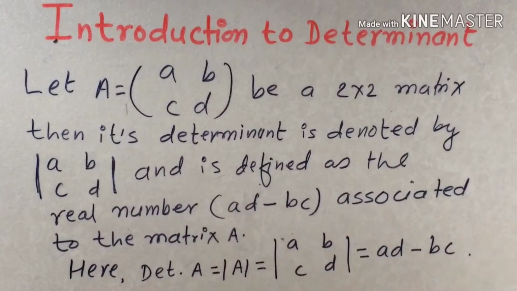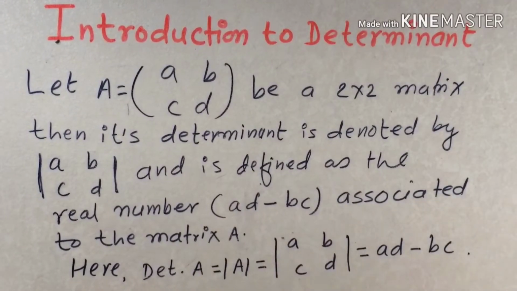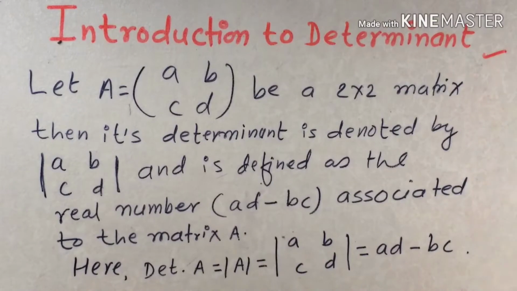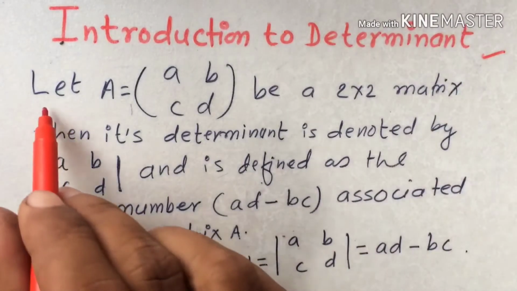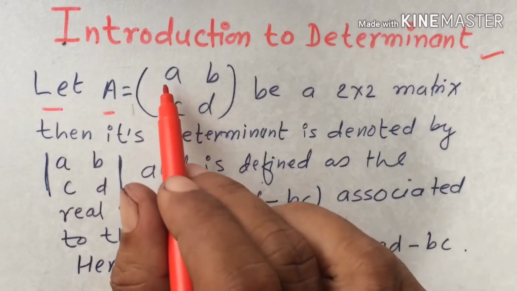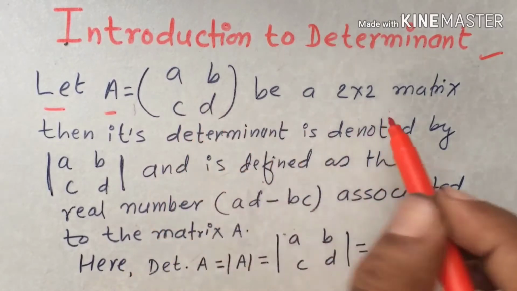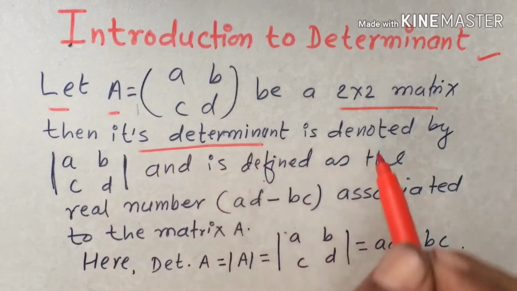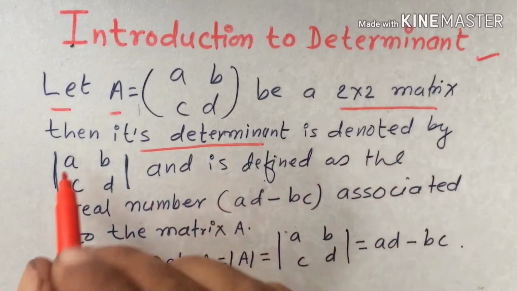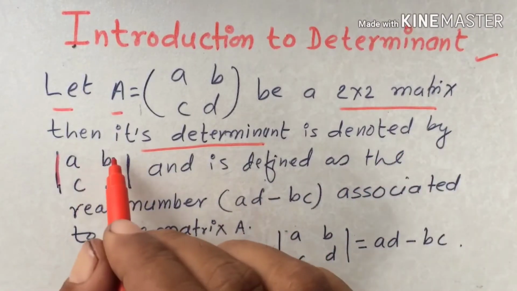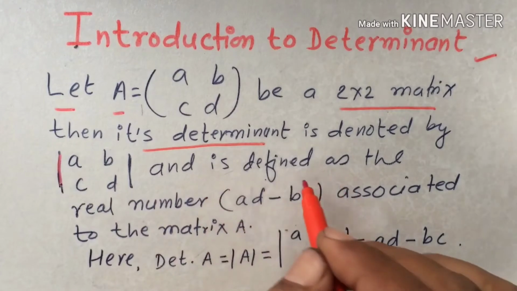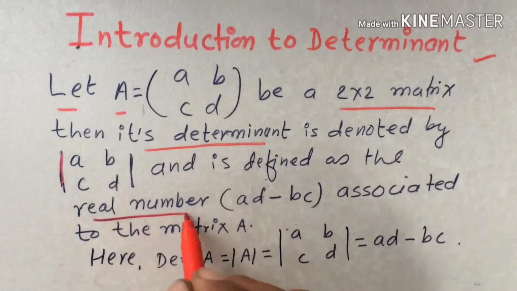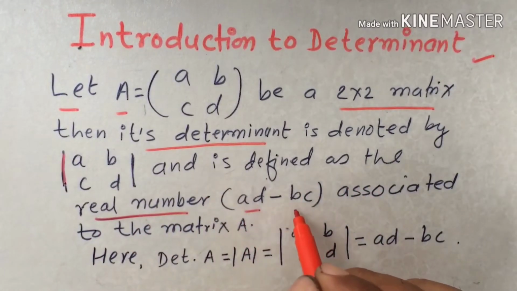Hello everyone. Today we are going to discuss the introduction to the determinant. For this, let A = [[a, b], [c, d]] be a 2 by 2 matrix. Then its determinant is denoted by |a b; c d| and defined as the real number ad minus bc.